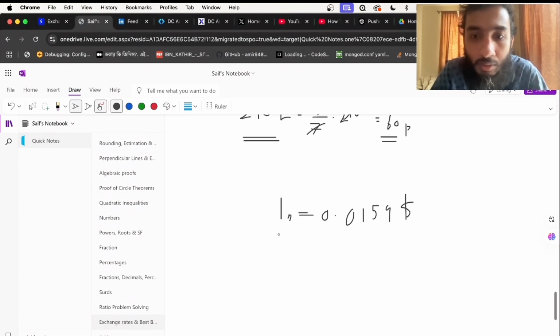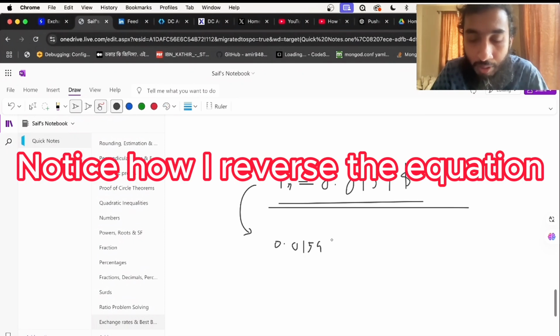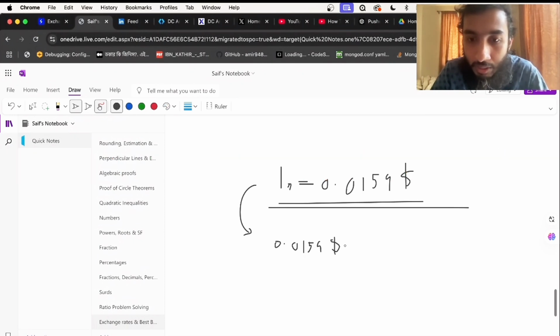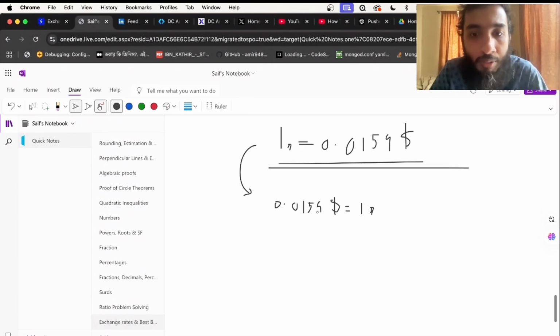Okay, so this is the exchange rate between rupees and dollars. If 1 rupee is $0.0154, I can also write it this way, using the unitary method. I'm just flipping it left and right, so $0.0154 is 1 rupee.